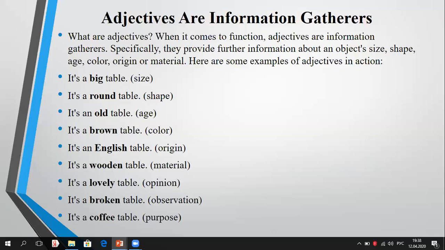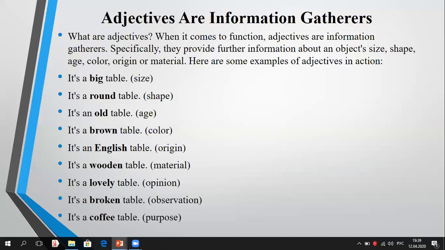It's a lovely table, opinion. It's a broken table, observation. It's a coffee table, purpose. We see here in the sentences, the adjectives show size, shape, age, color, origin, material, opinion, observation, and purpose.